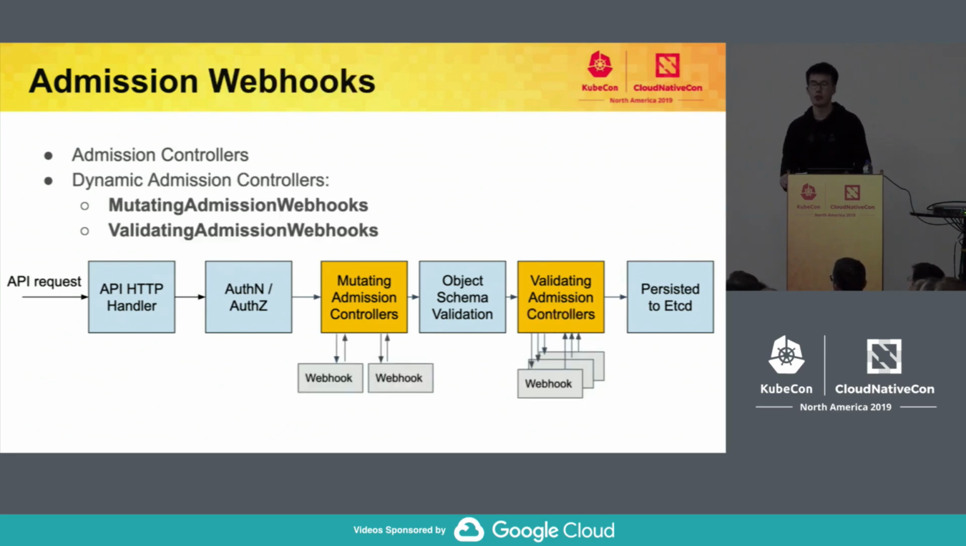Other than using the built-in admission controllers, Kubernetes allows you to extend the admission control in your cluster with admission webhooks. You can configure the two built-in admission controllers called mutating admission webhooks and validating admission webhooks to talk to your own webhook backend. The mutating webhooks are called in sequence, while the validating webhooks are called in parallel.